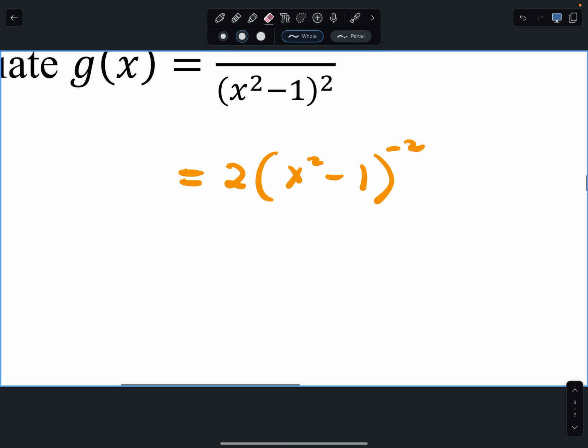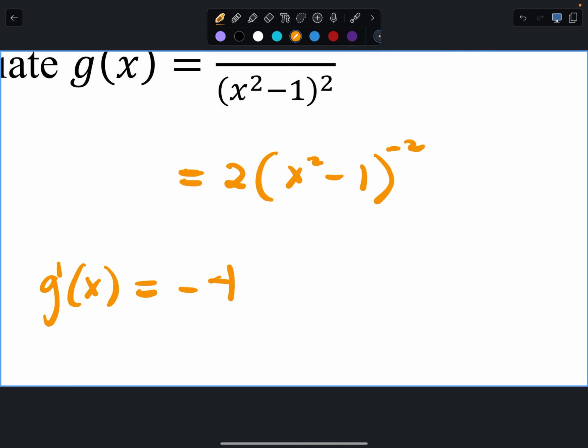So when we find G prime, we're thinking derivative of the outside, leave the inside alone.